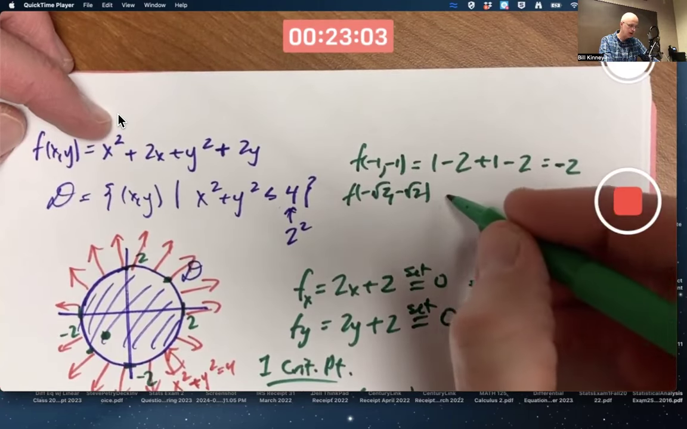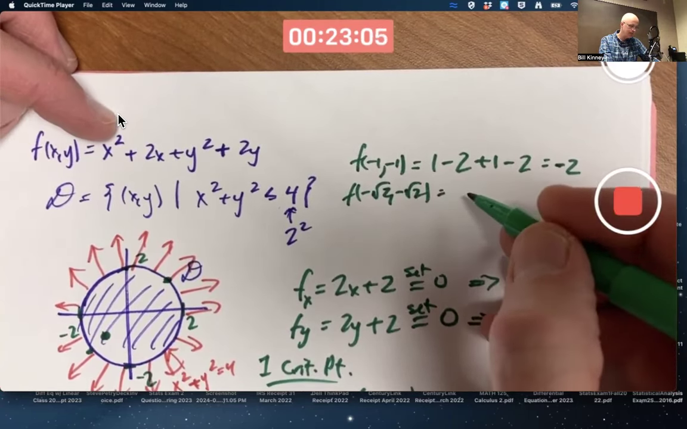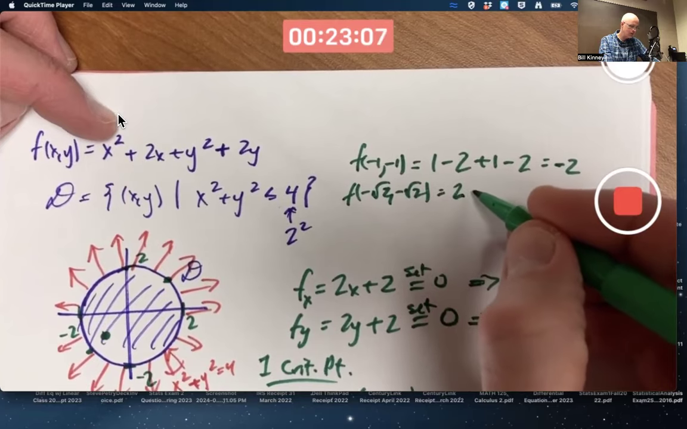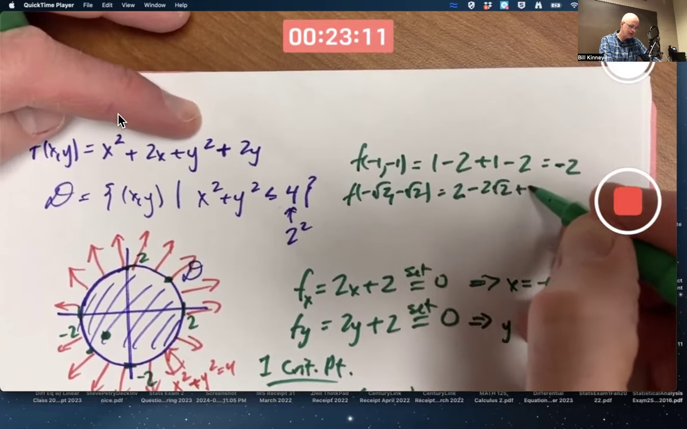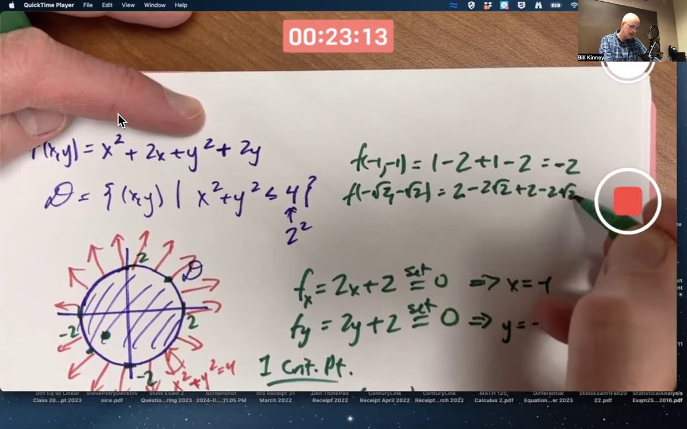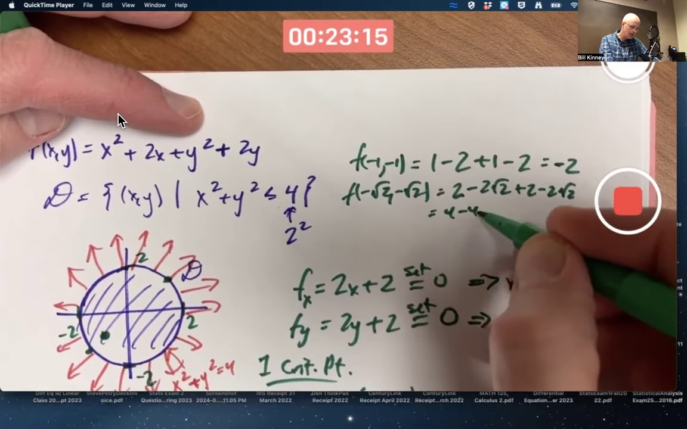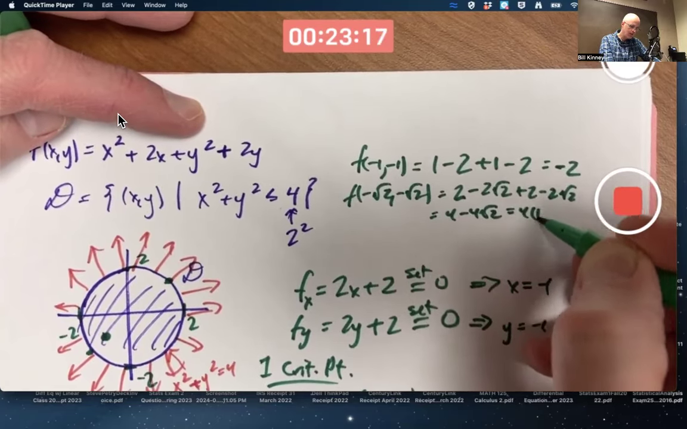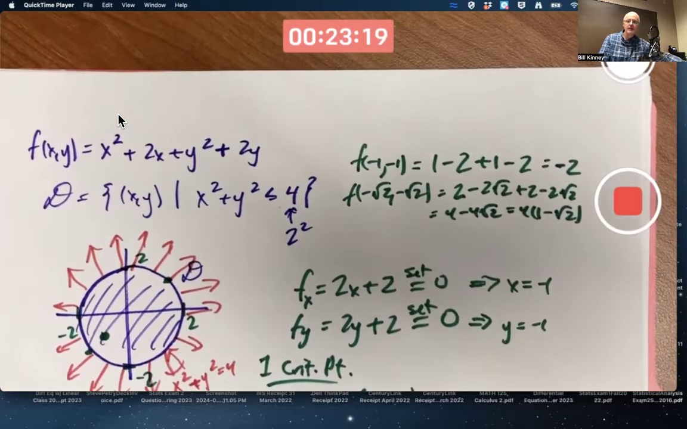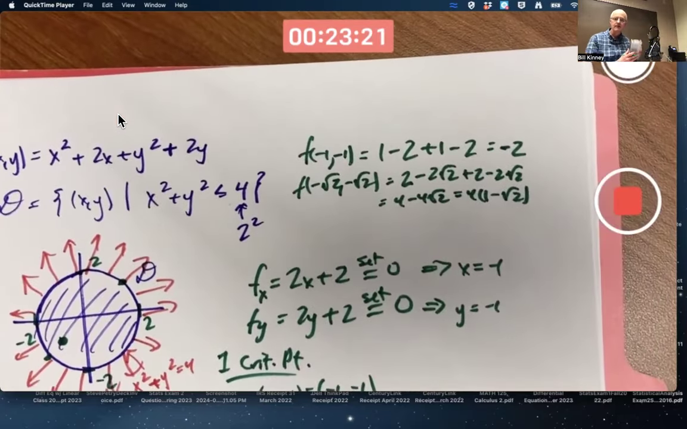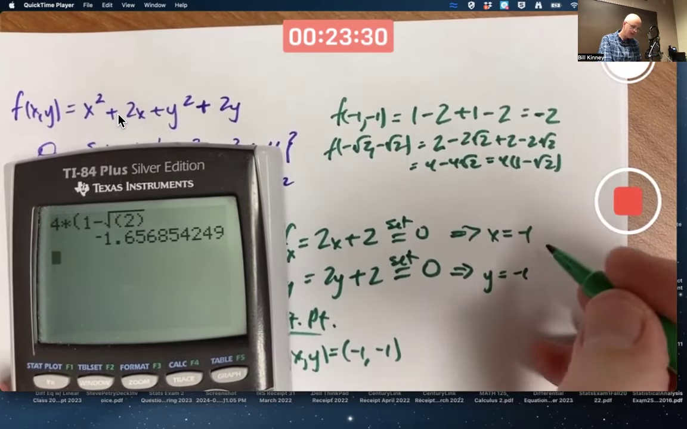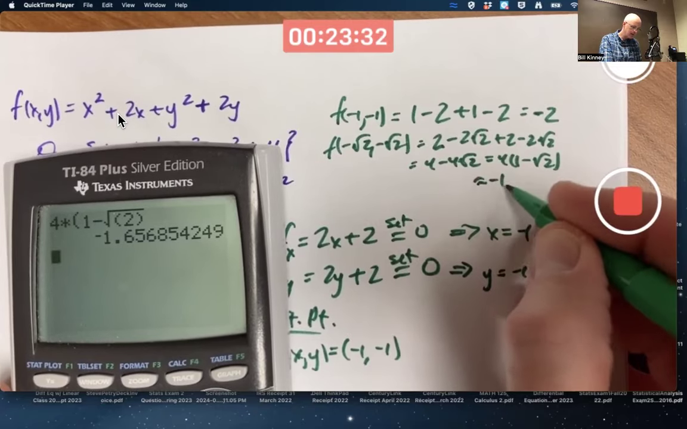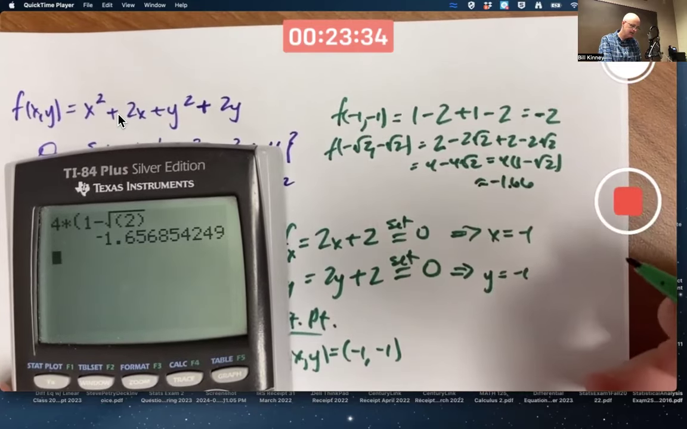We saw in the picture, you'll get 2 minus 2 root 2 plus 2 minus 2 root 2, which is 4 minus 4 root 2, or 4 times 1 minus root 2. That'll be a negative number, but it'll be bigger than -2. About -1.66.